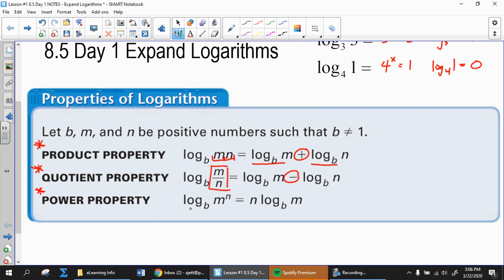And then we have the power property. So if I'm taking something to a power, so I have log base of any base here of m, so something raised to the power of n. If that's the case, we can take whatever that power is and move it out front and make this multiplication. So it becomes whatever that power is times the log of whatever we have left here. Okay, so let's go ahead and look at an example.